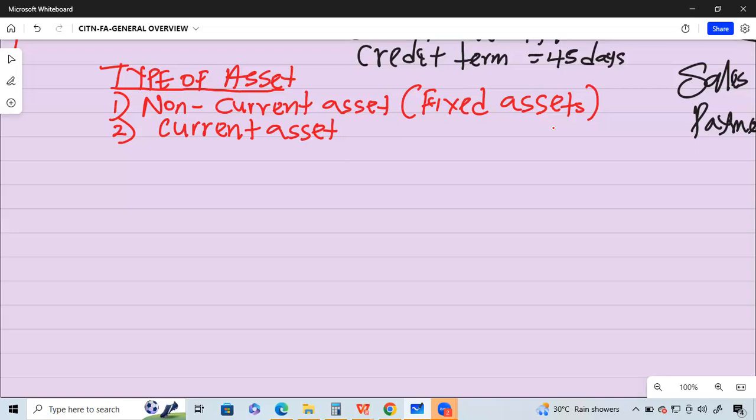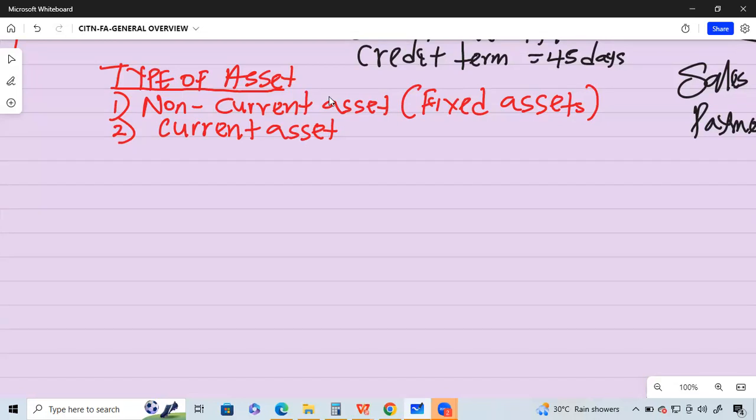When we say non-current assets, non-current assets are assets that are going to last for more than 12 months, that is, for more than one accounting period. Those are what we call non-current assets.